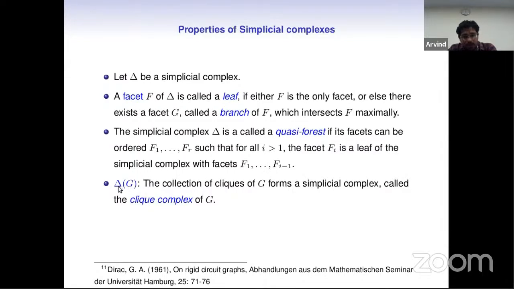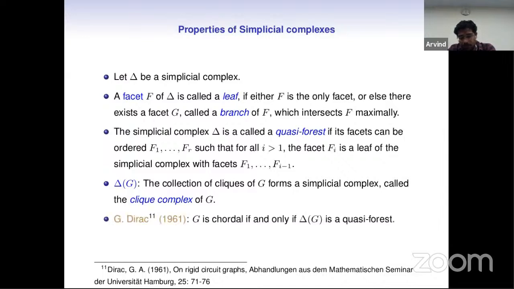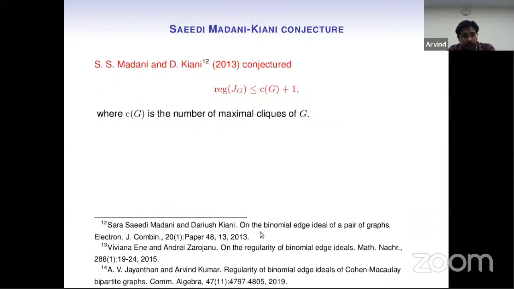Okay, so let delta of G denote the collection of cliques of G. So this delta G forms a simplicial complex and it is called the clique complex of G. So by a result of Dirac, G is a chordal graph if and only if delta G is a quasi forest. So we'll be using this theorem.